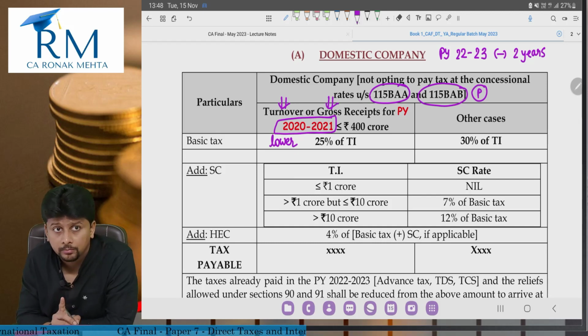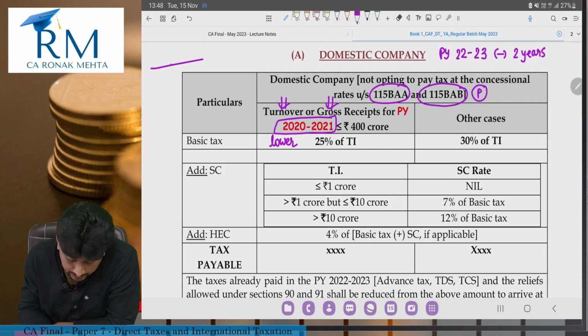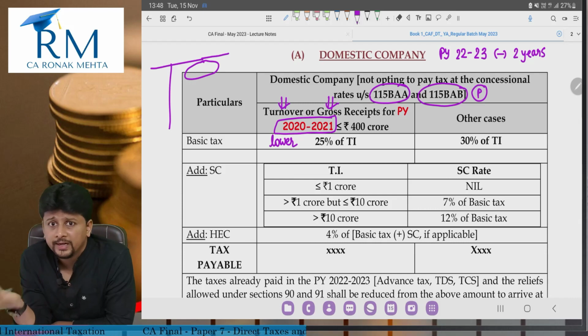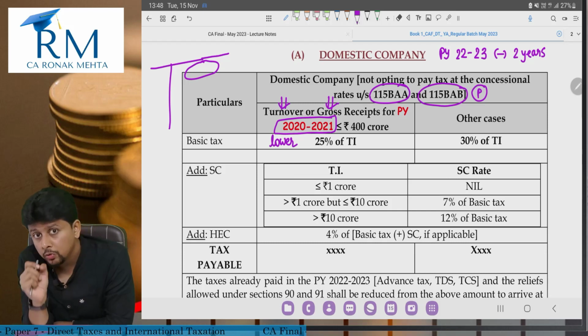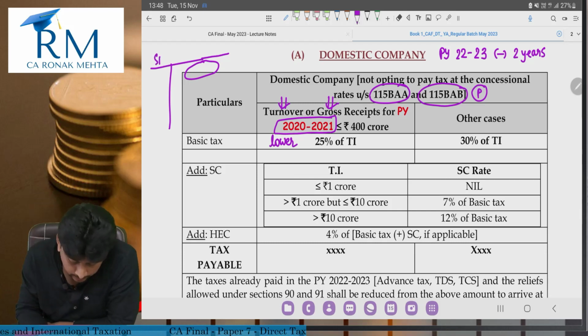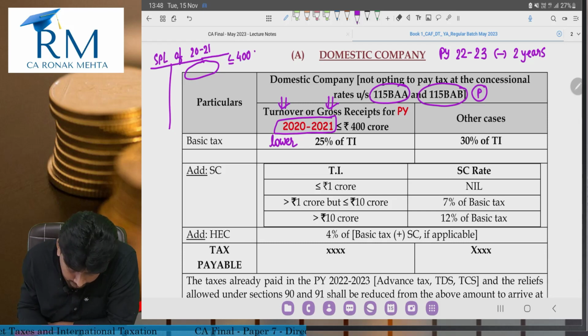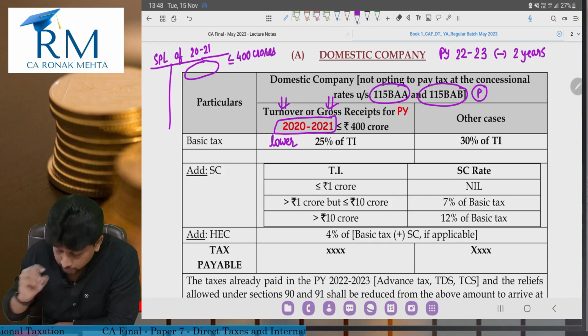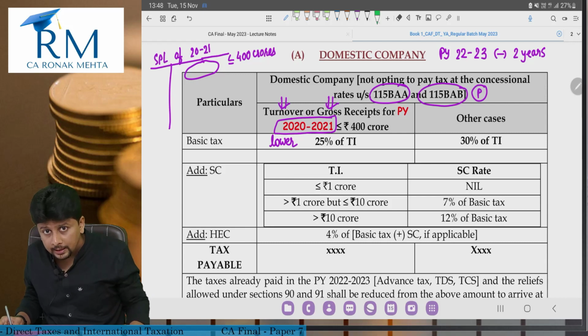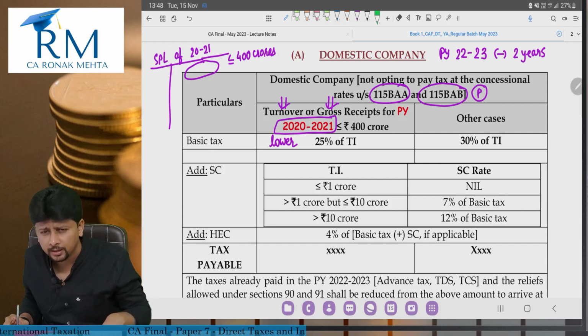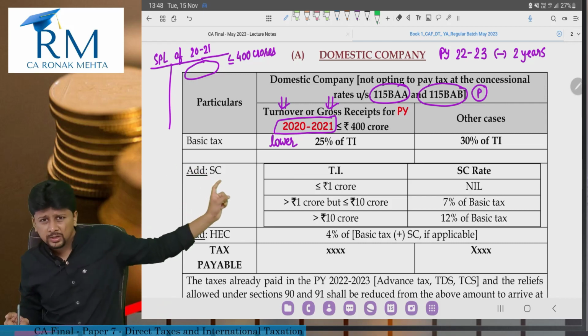Not your total income, not your net profit. P&L account, credit side, turnover. And if you're not doing sales but you are providing some services, then you will not have the word turnover, the word will be gross receipts. This is the statement of profit and loss 2 years ago. If this figure is less than or equal to 400 crores, then today you will pay tax at 25%.